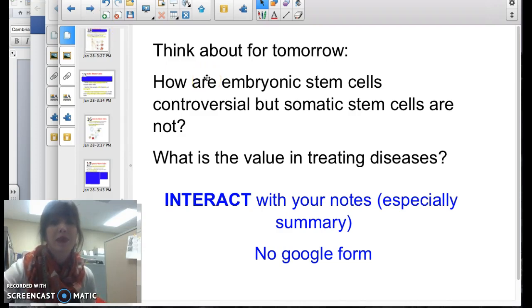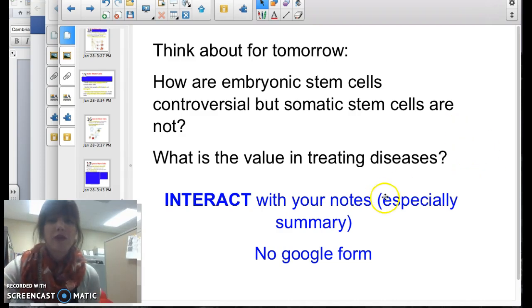So some things to think about tomorrow are: how are embryonic stem cells controversial, but somatic stem cells are not? And also, what is the value in treating disease? How should society place this value of treating diseases?